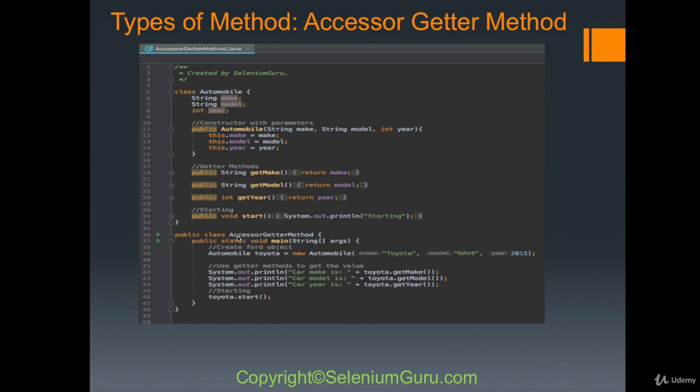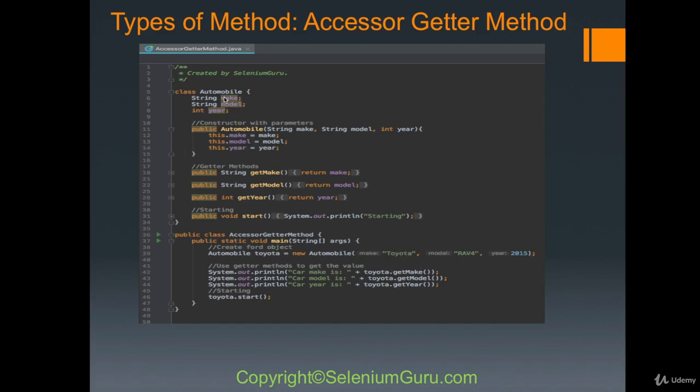Then I've got this other class here, AccessorGetterMethod, and the main method in here. Okay, and I've got this object, Toyota, right? So here, what I did: Automobile, and the object name is Toyota, and I said new Automobile. And since this class requires three parameters because it has this constructor that needs three parameters, that's why I need to put three parameters: make Toyota, RAV4, 2015.